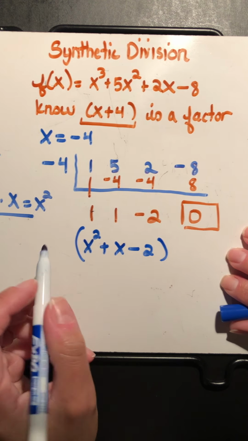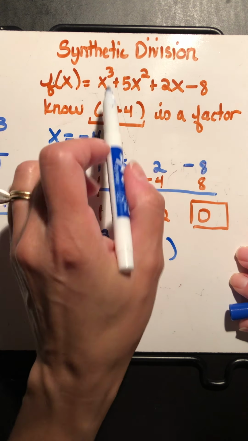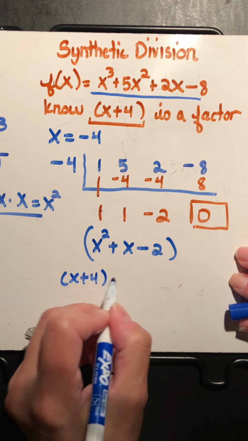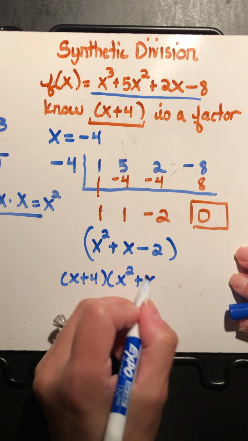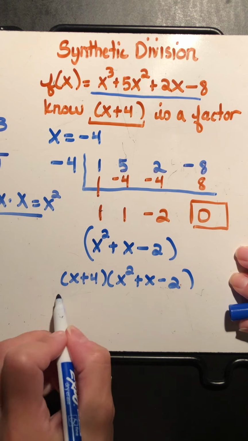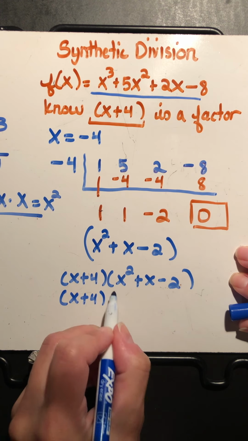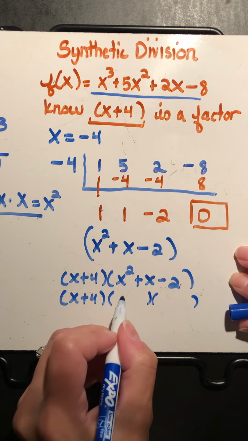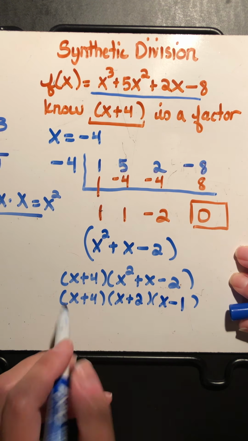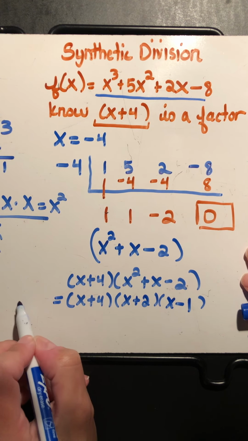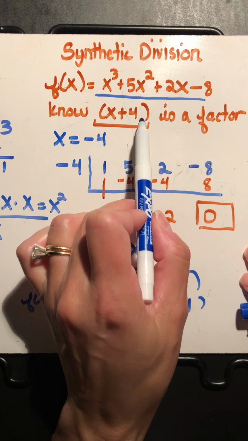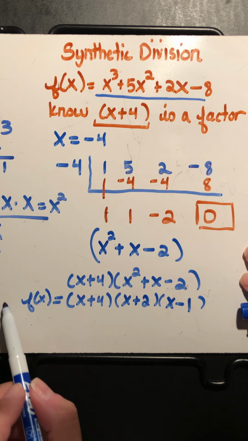So at the end of the day, what I know is that the above polynomial factors as x plus 4 times the quantity x squared plus x minus 2. And let's see if we can factor this even more. We can. So x plus 4, this trinomial factors into x plus 2 times x minus 1. So I have efficiently and completely factored my original polynomial, knowing that I had one factor.